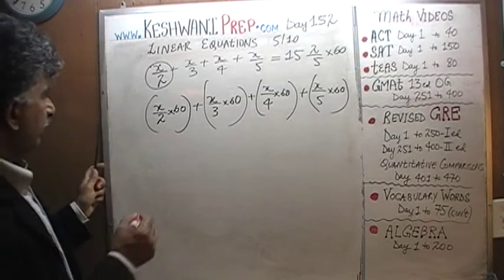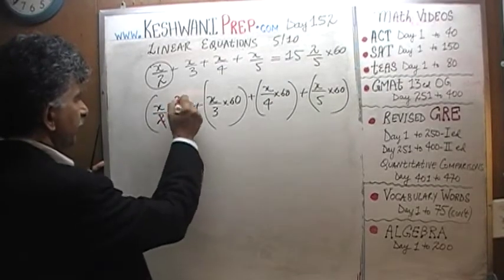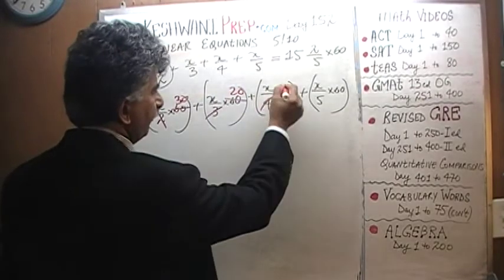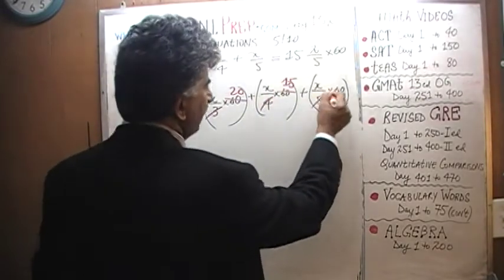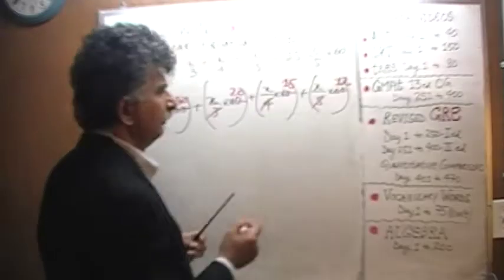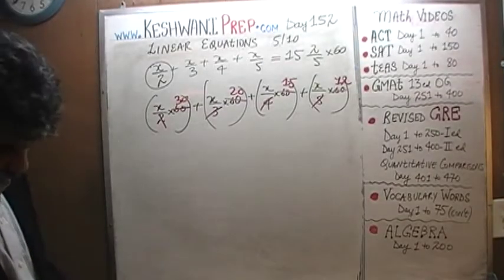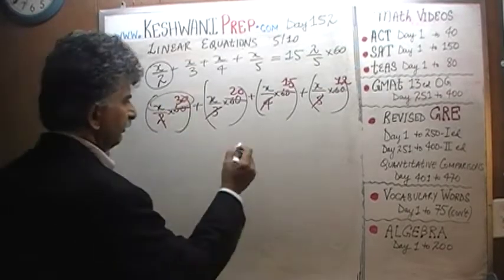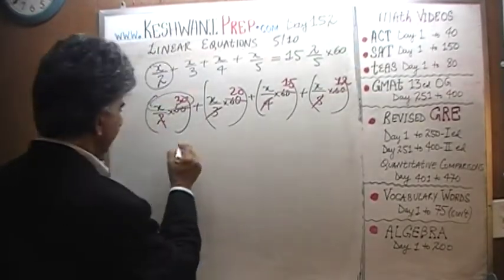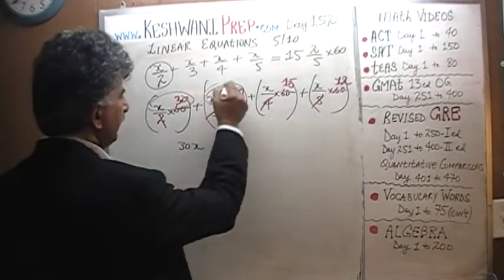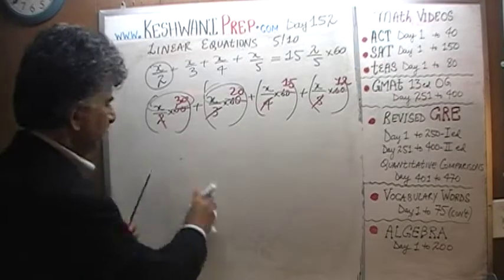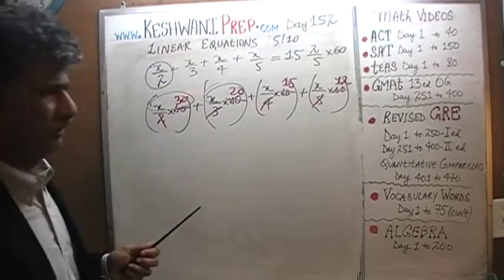If you divide top and bottom by 2, this 60 will become 30. Divide by 3, this will become 20. Divide by 4, this will become 15. And divide by 5, this will become 12. So far, so good. And now we're going to add up all of our x's. So we have 30x, 30x, 20x. There's no need to keep writing x's.